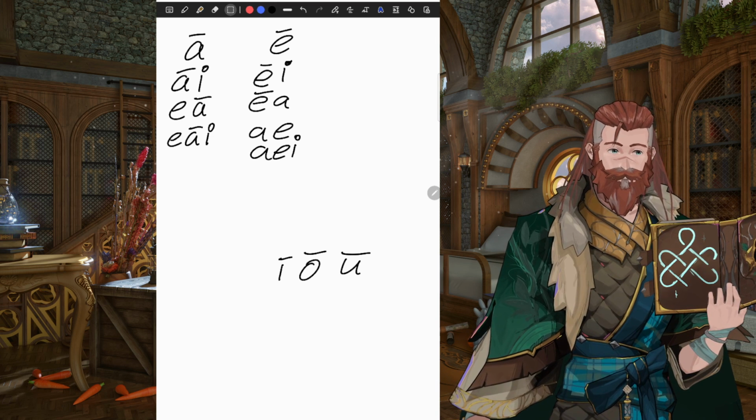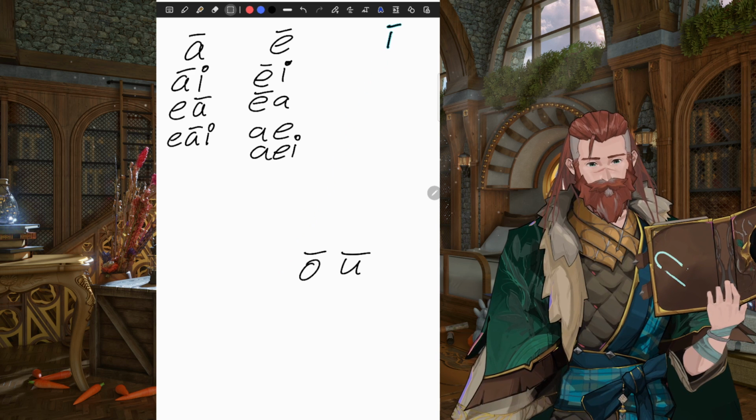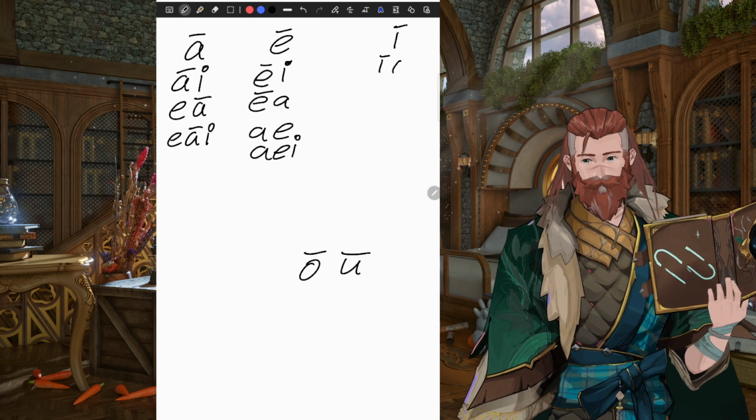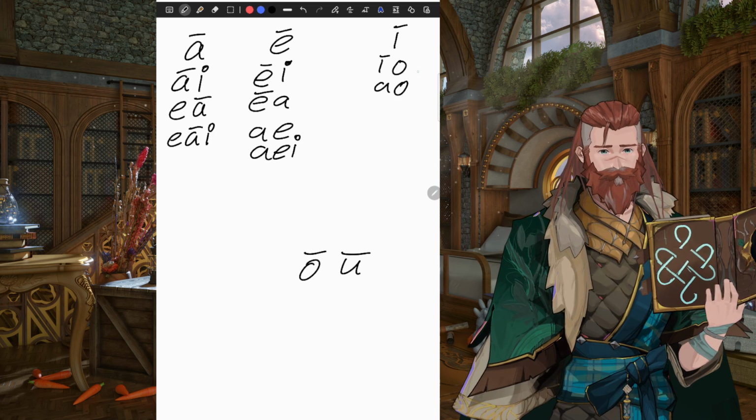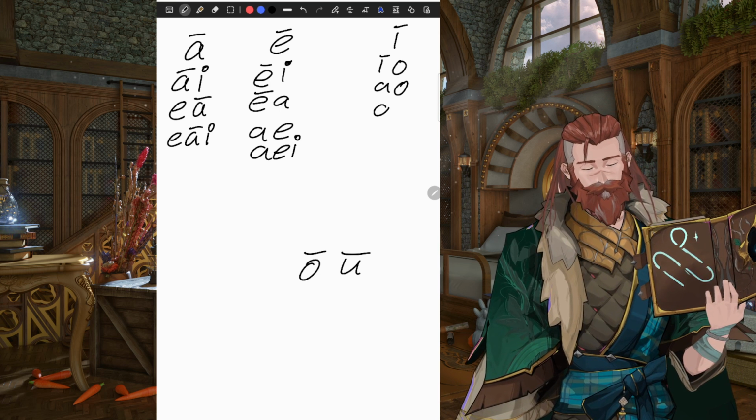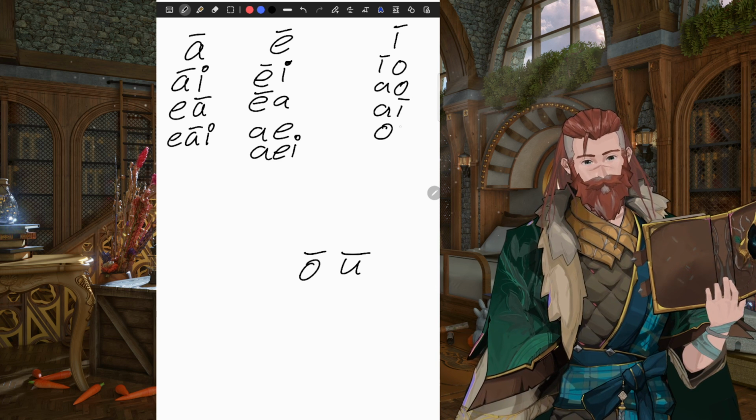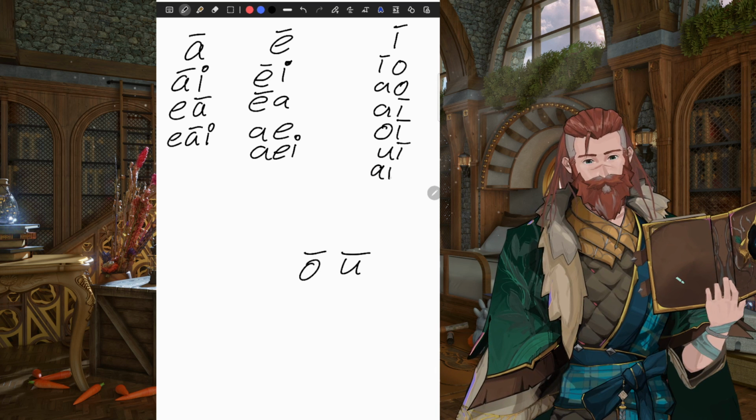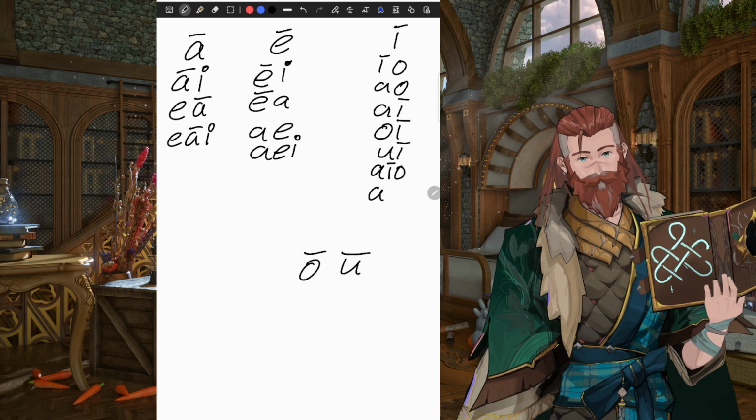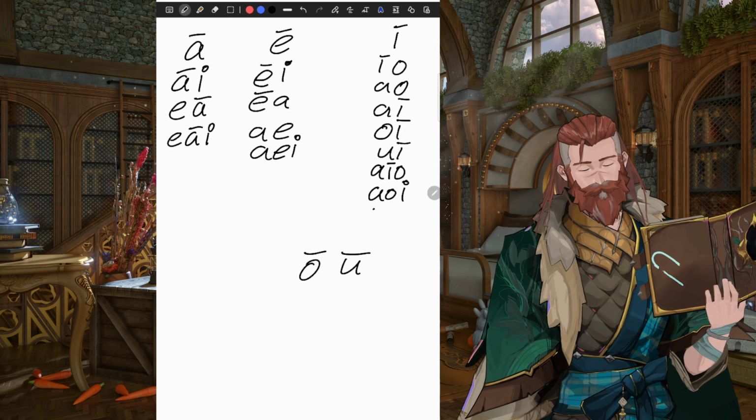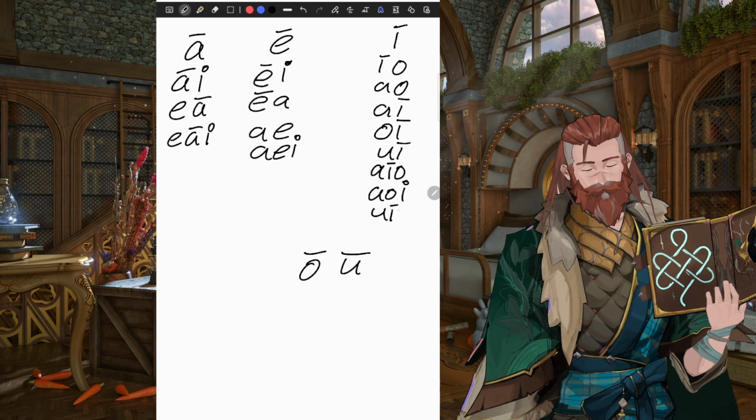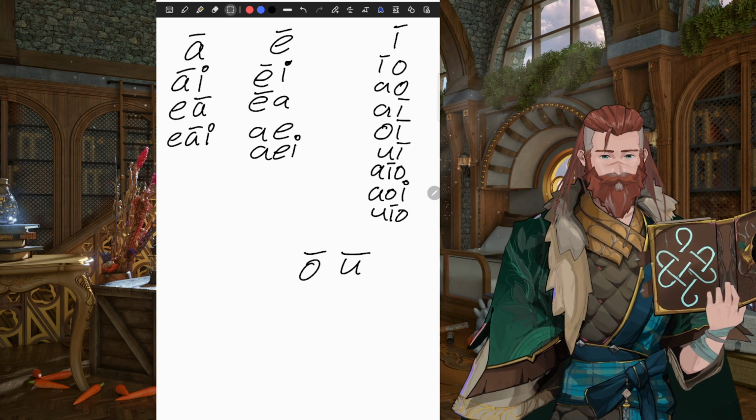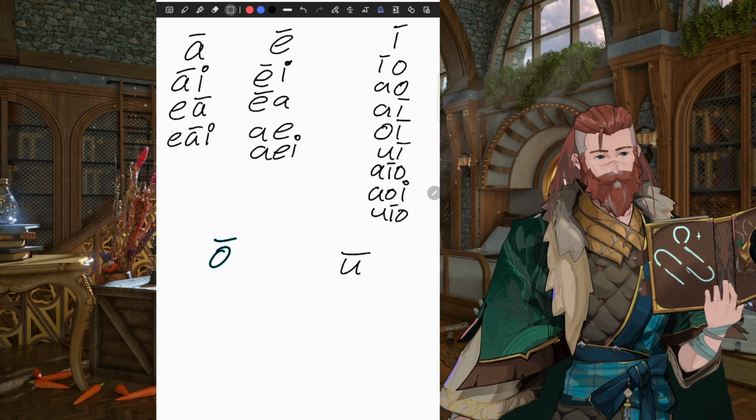Now I fada is where it really pops off. For I fada, you got I fada O, AO, for some reason, AI fada, OI fada, UI fada, AI fada O, AOI, and UI fada O. The rest of them are a bit more reasonable, don't worry. Until we get into diphthongs.